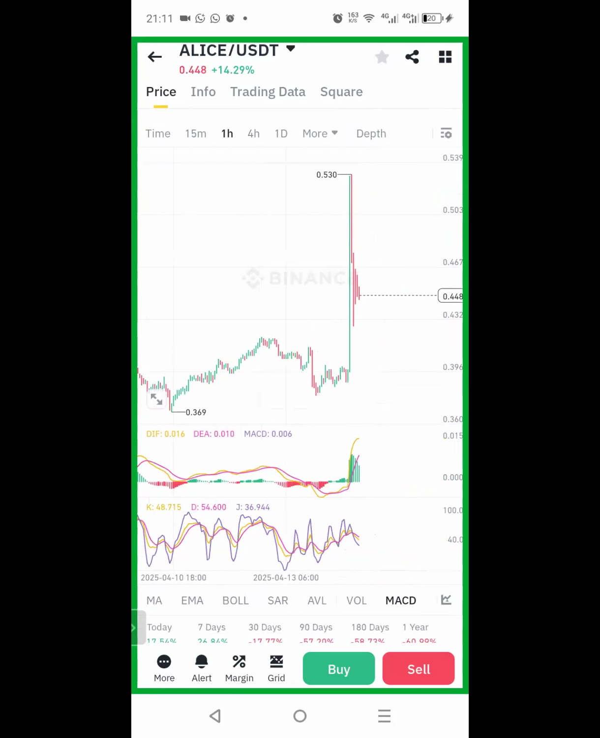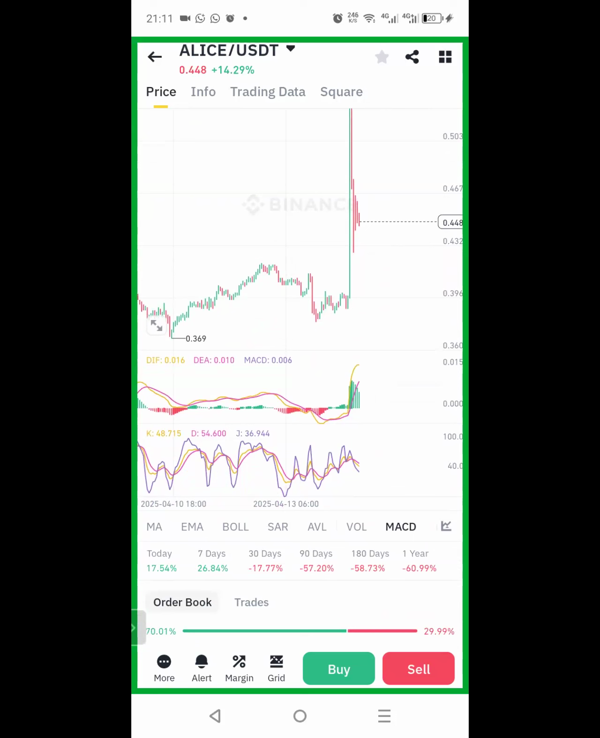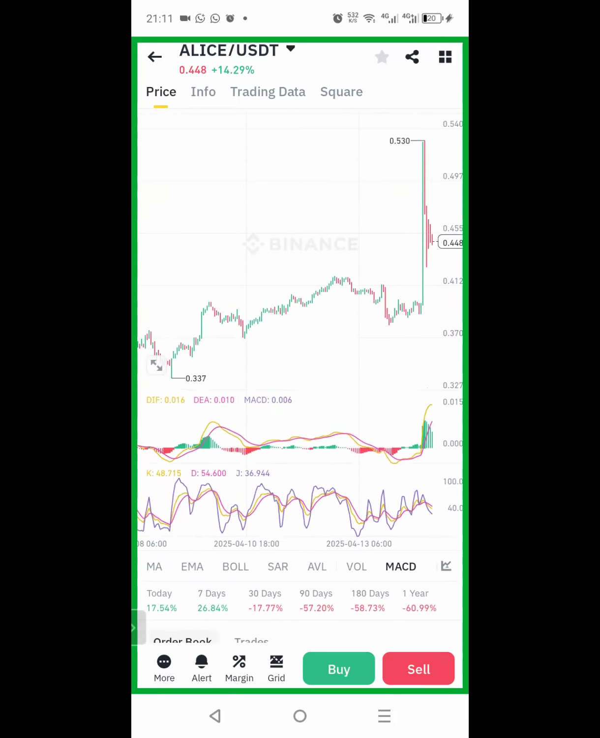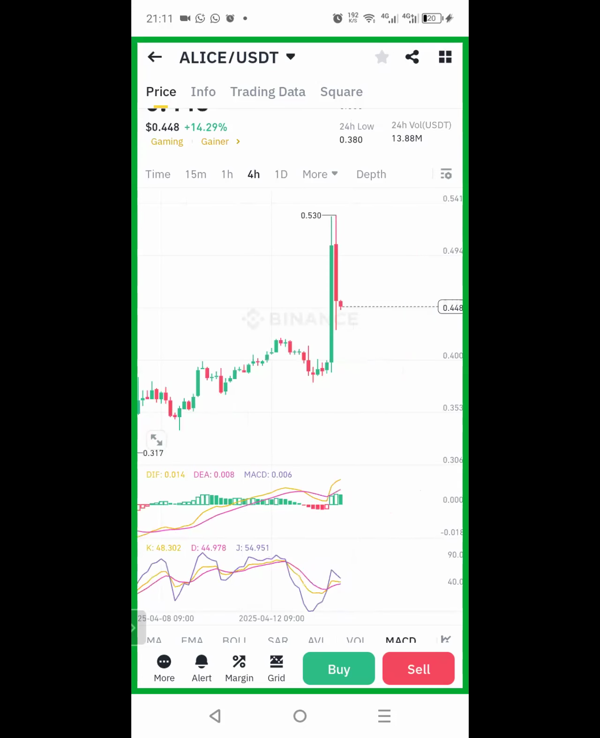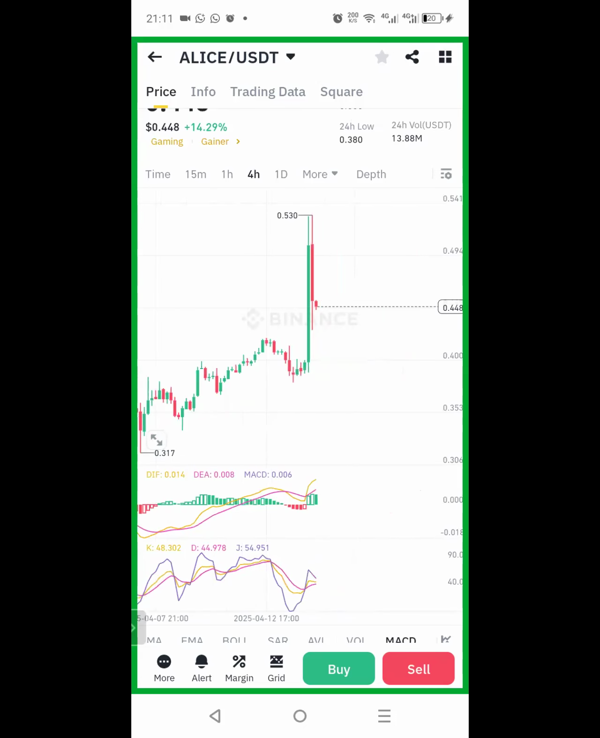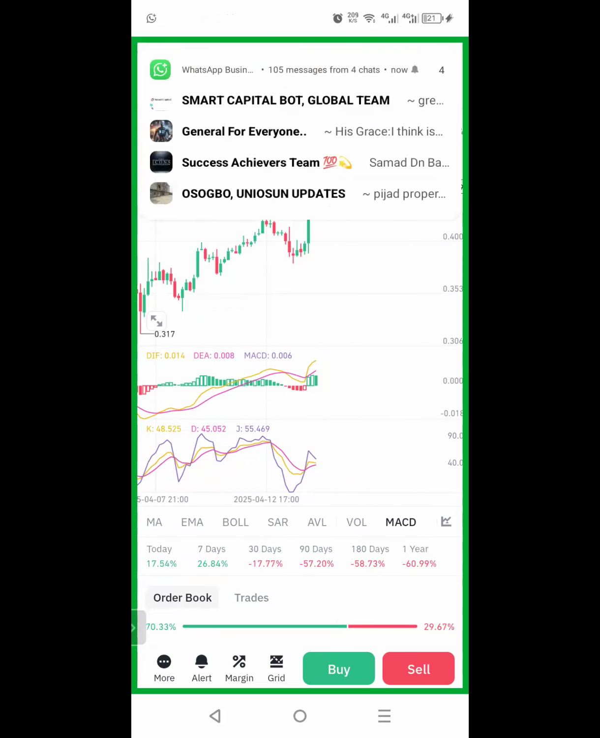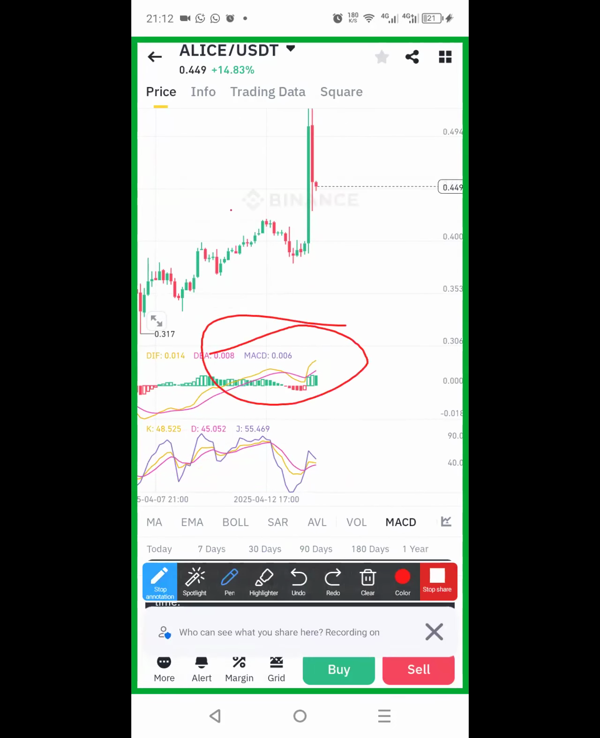So let me now move back to this MACD. Like I said earlier, MACD is one of the powerful indicator tools. So if you want to use MACD better, at first, let's use the 4 hour time frame. So let's check whether it's on this bridge, whether it's below or above.